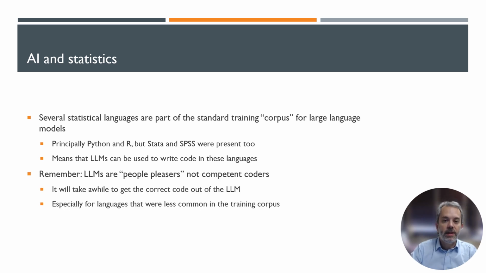However, LLMs weren't built to be coders, so you will need to do some work to get the LLMs to give you the output that you want. Essentially, the problem is that the LLM may get confused over time and across languages, so it can take some time to get working code from an LLM. This is especially true for less common languages such as Stata and SPSS.